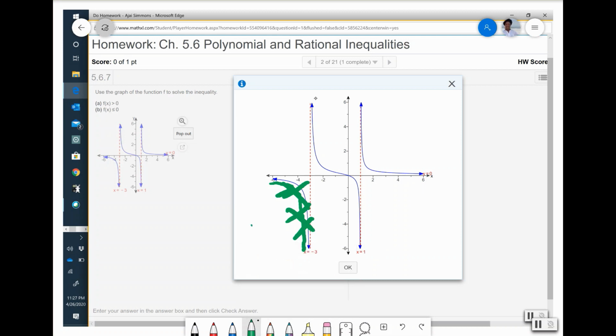Now I start up here. This is greater than 0. This is greater than 0. This is greater than 0. All the way till I get to actually the origin, right? All of those are greater than 0. Once I cross the origin, I start going down, and these are values I don't want.